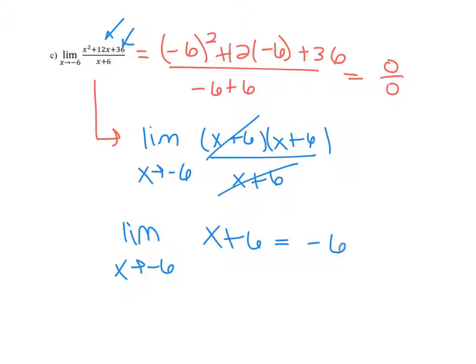I'm going to substitute negative 6 in now, and I get my limit as x approaches negative 6 equals 0. Now, just a side note, I know I keep writing the limit. You should definitely keep doing that. That is proper notation. If you do not do it, it's really not taking the limit. You're just plugging in.